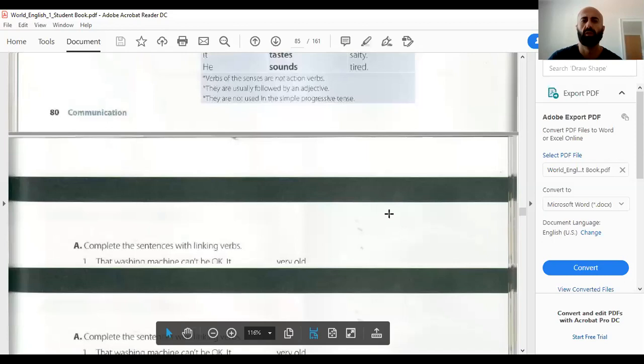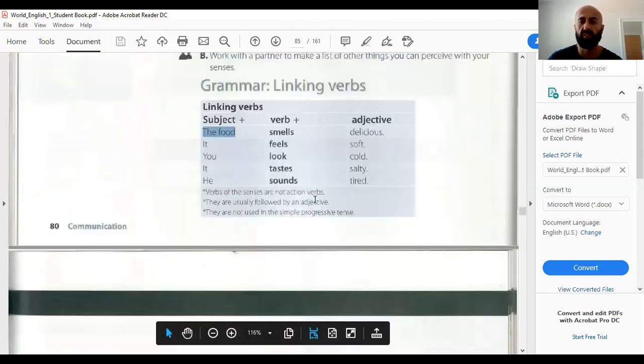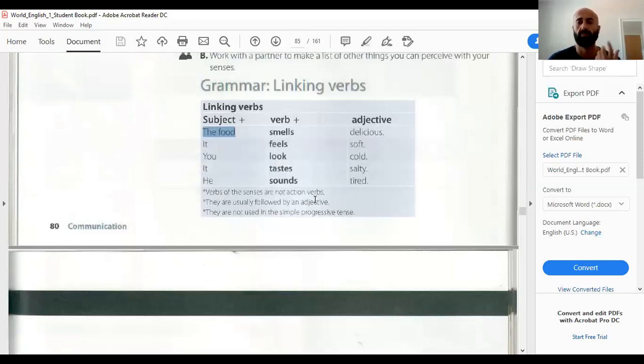So, as you can see, here there are notes: verbs of the senses. You feel it, you hear it, you see it, or you feel it with your senses. So look means you see it. Taste means you taste with your mouth, and sound means you hear it. And then smell, you can smell it with your nose. So these are the five senses of humans.